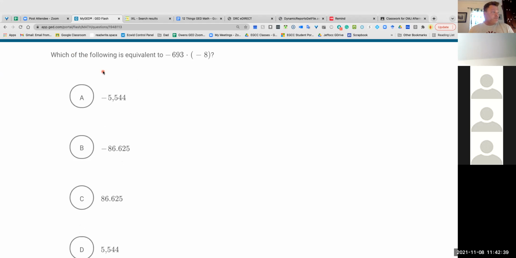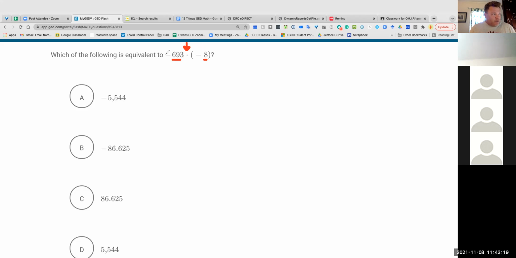So here's the question: which of these following is equivalent to negative 693 times negative 8? Well, they took a big number and they're multiplying it with a smaller number. And look at our choices. If you divide, they're really testing, do we know that that little dot means multiply? This would probably be a no calculator question. This would probably be one of the 5 where we can't use a calculator.